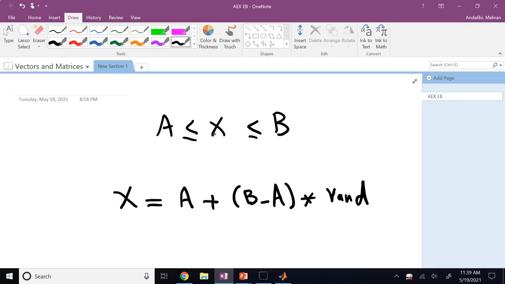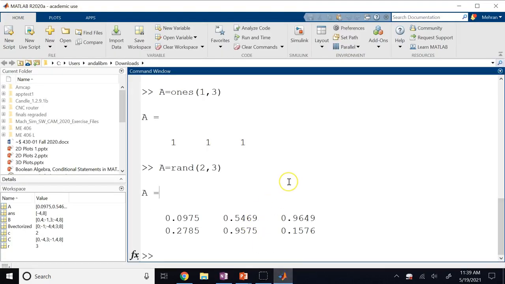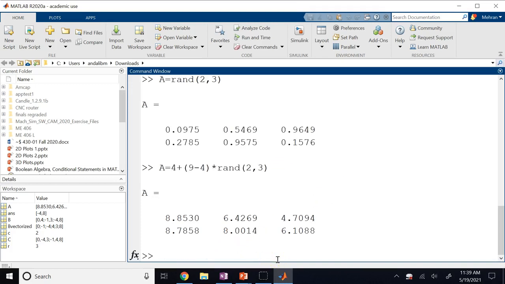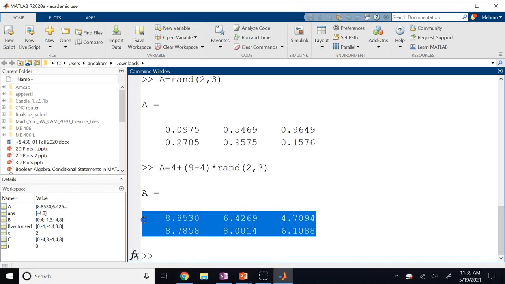So let's say here, as I said, I want some numbers between 4 and 9. So what do I say? I say A equals 4 plus (the difference between 4 and 9 is 9 minus 4) times rand. Now, if I want a matrix, I say rand of what? 2 and 3. So now, what happens? If you look, all of these numbers are random numbers between 4 and 9.